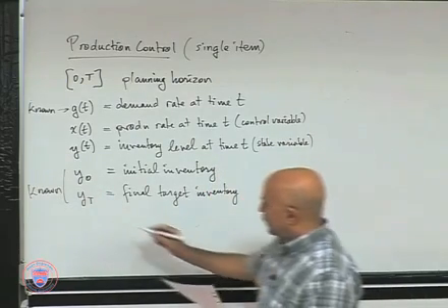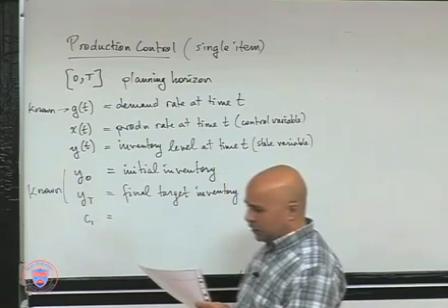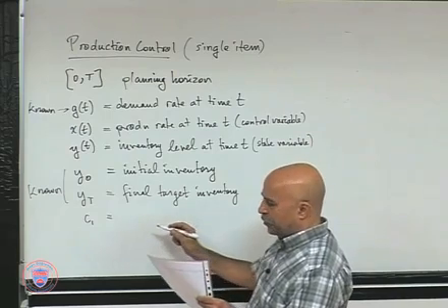What else? Let's assume we have a simple-minded cost structure here. C1 is the holding cost per unit stored per unit time.